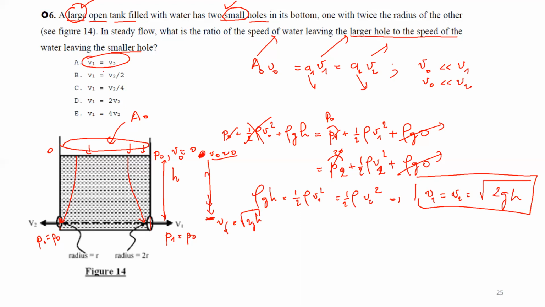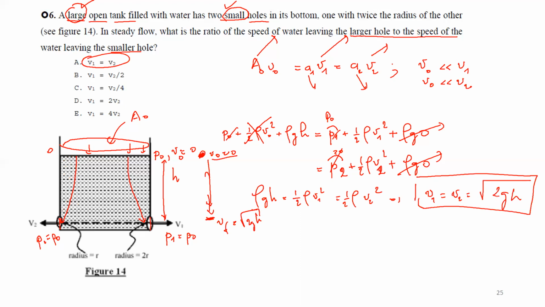So physically, what do I have? Well, I'm just transforming a hydrostatic pressure into a kinetic energy. Okay, so I'm transforming rho GH into half rho V squared. And this gives me this.